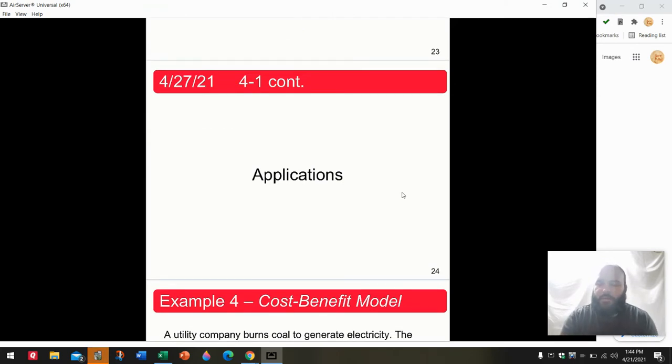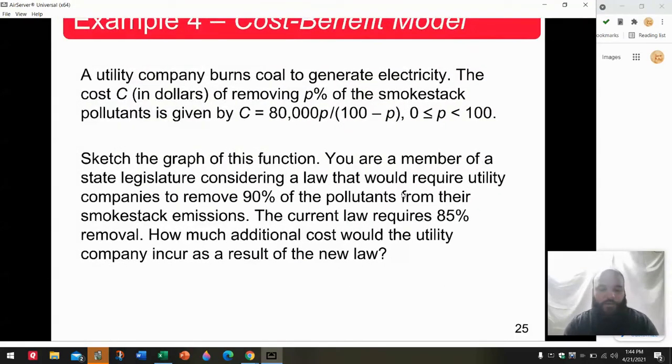Okay, hello everybody. So today we're going to continue our discussion in Chapter 4, Section 1, and I'm going to show you some application problems in regards to asymptotes and what they mean within the context of a real-world problem.